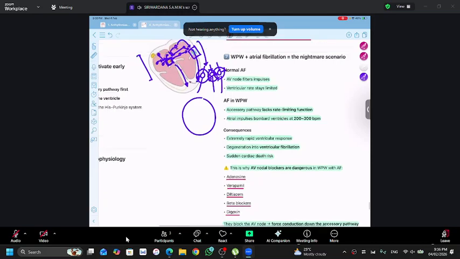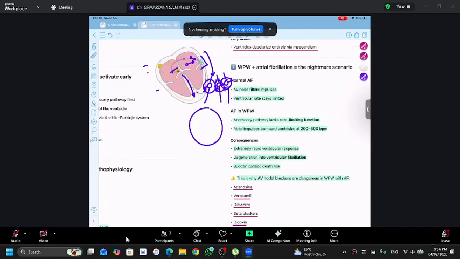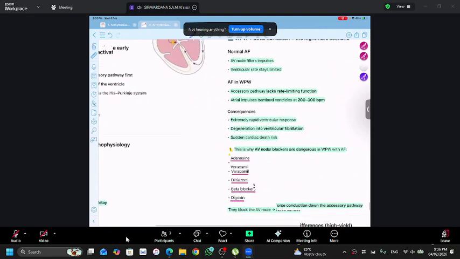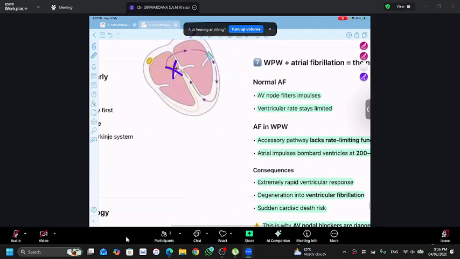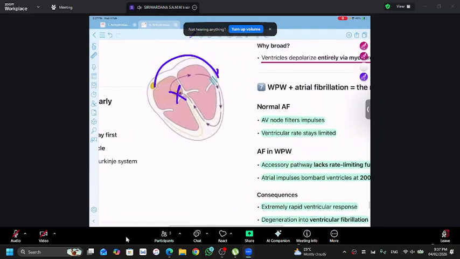That is why agents which block the AV node are very dangerous in Wolff-Parkinson-White with atrial fibrillation. You should never give AV nodal blockers such as adenosine, verapamil, diltiazem, beta blockers, and digoxin. Because if you block the AV node, you force even more of these impulses generated in atrial fibrillation along the accessory pathway, the bundle of Kent. Therefore, you have even higher chances of ventricular fibrillation and sudden cardiac death. So that is an important phenomenon that you need to remember.